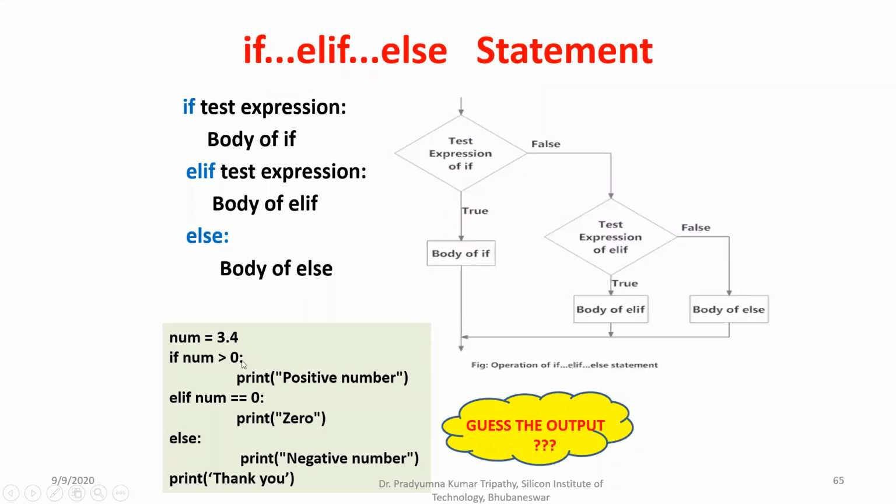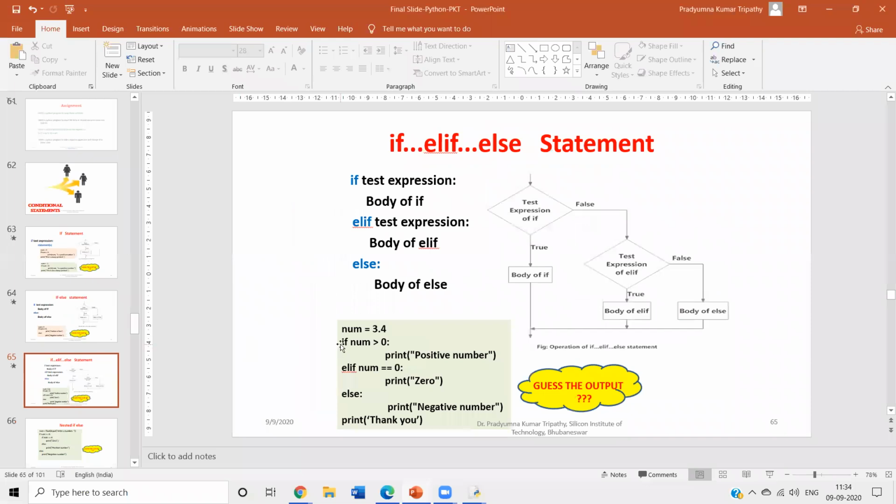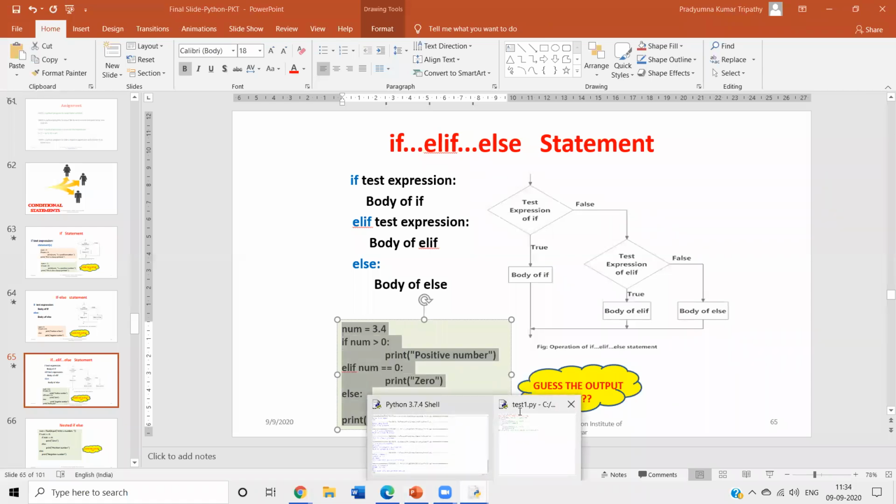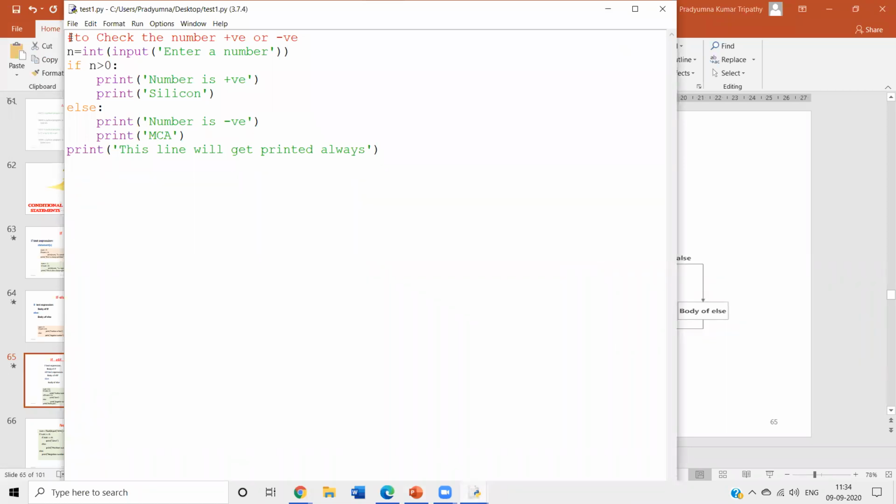Suppose I input 0. It doesn't satisfy the first condition, so it will come to the elif part and check over here. If it is 0, it will print and come out, correct? If it is some negative value, suppose -5, it will not satisfy over here, it will go to the elif part, not satisfied, so it will come to the else part, correct? So this is what the if elif ladder will execute.